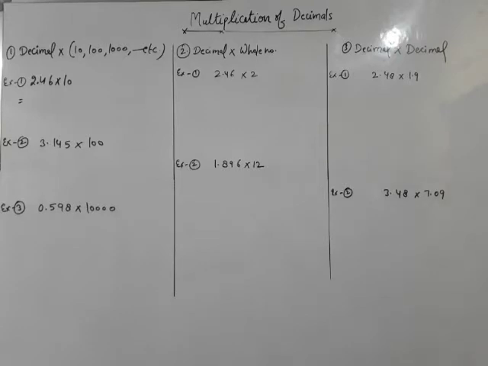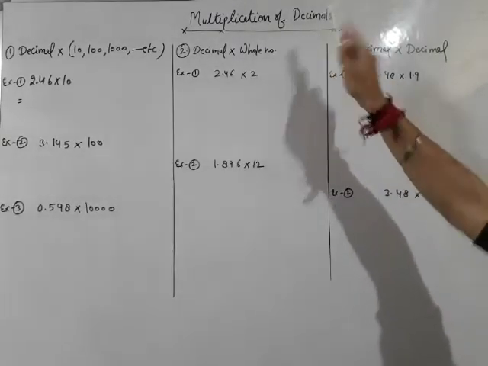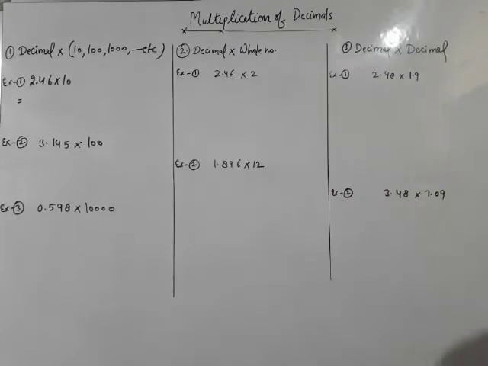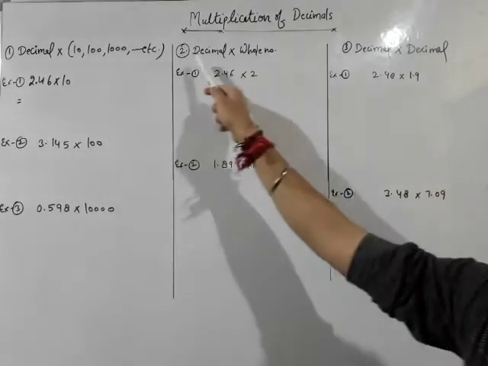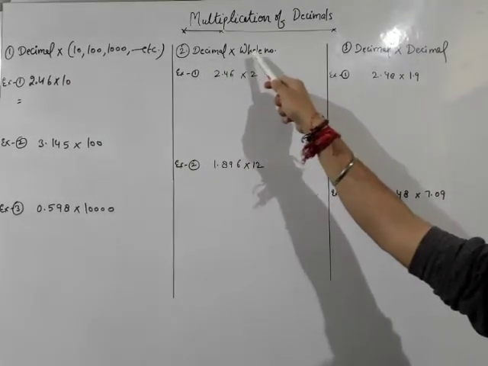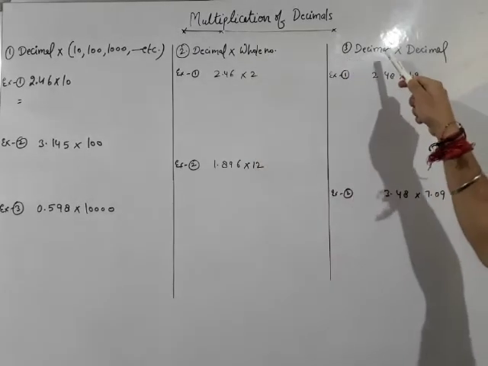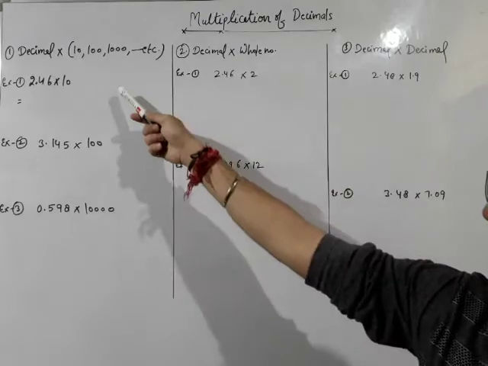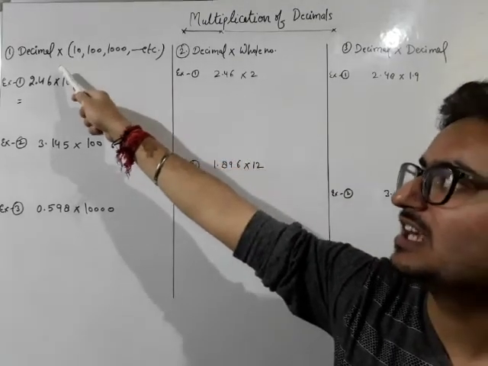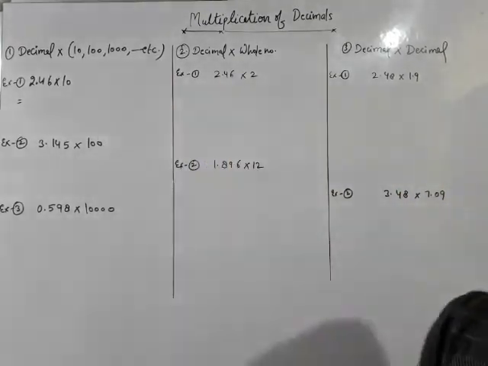Our today's topic is multiplication of decimals. Decimal multiplication is of three types. First, decimal multiply by powers of 10. Second, decimal multiply by whole number. Third, decimal multiply by a decimal. Let's start our today's topic with decimal multiply by powers of 10.